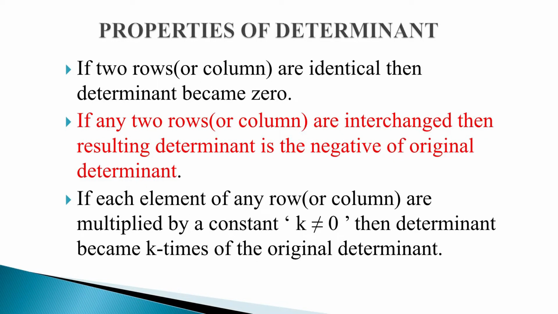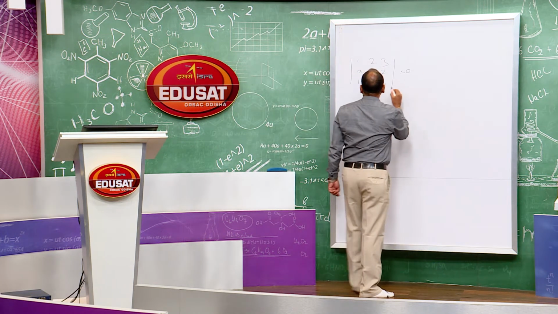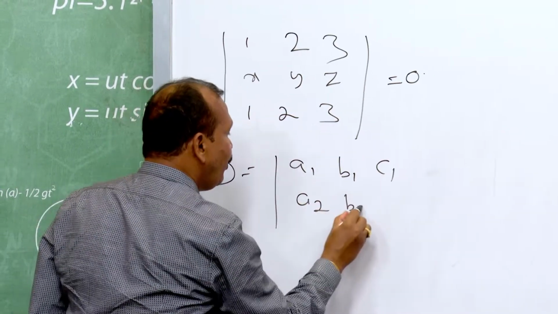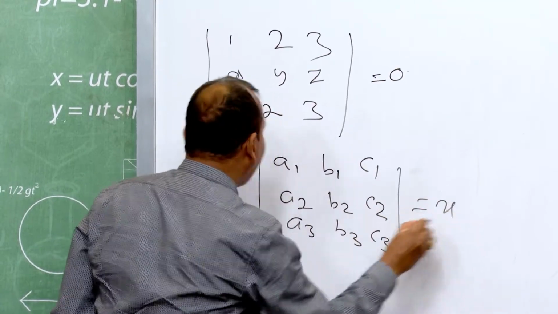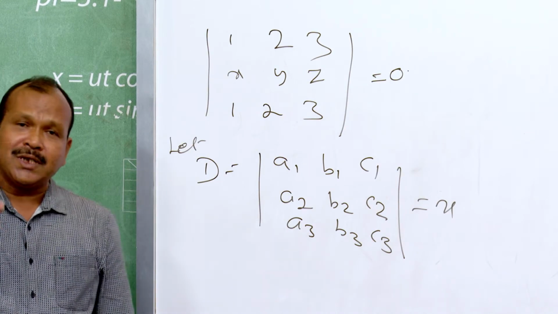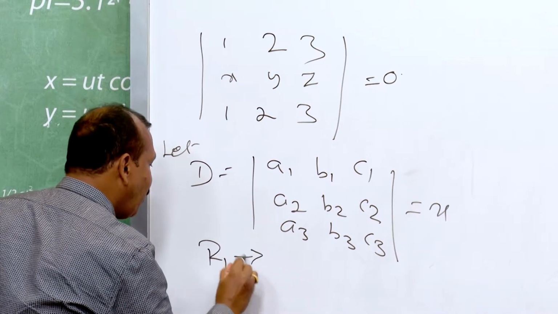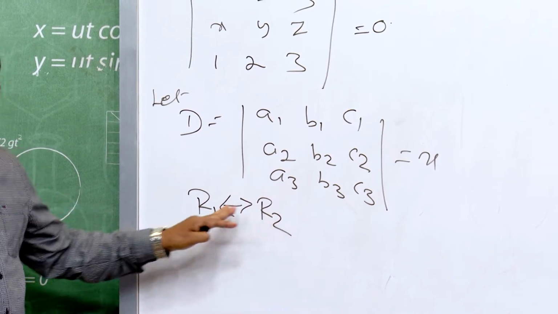Next, if any two rows or columns are interchanged, then the resulting determinant is the negative of the original determinant. I give an example. Suppose D is A1, B1, C1, A2, B2, C2, A3, B3, C3. Let the determinant value be x. If we interchange the first row and second row, that means R1 changes to R2 and R2 changes to R1.